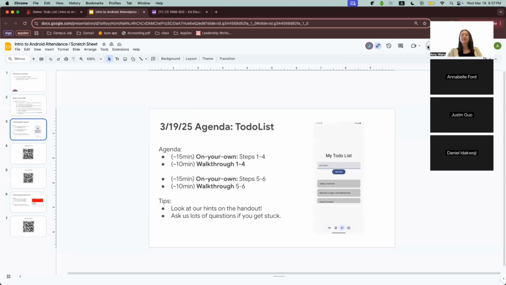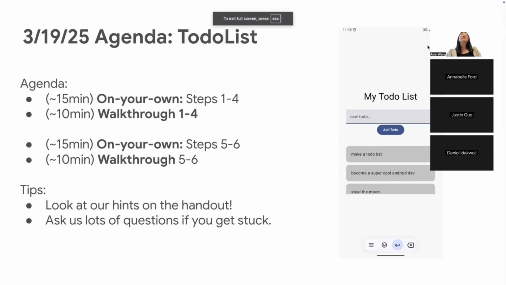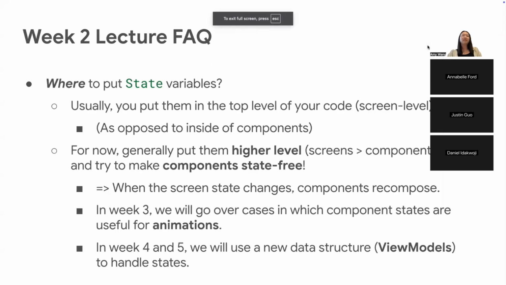For the point on state, is that the top level of your code, so outside of functions as well? You usually have a function, a composable, where you're writing all your code. That's the one where you start with fun and then some name. So you want to keep it within that level, but outside of UI components like columns or text boxes or things like that.